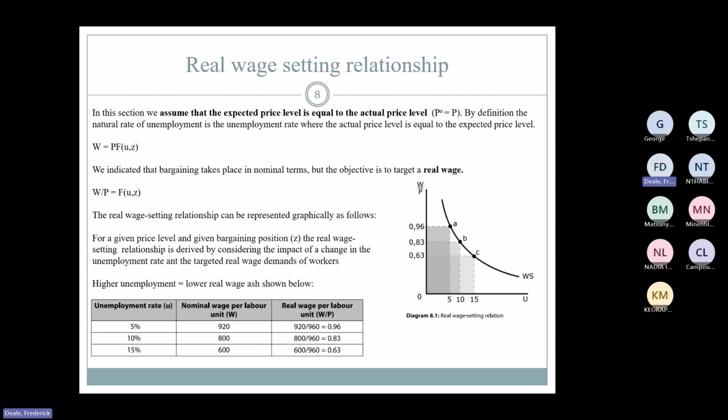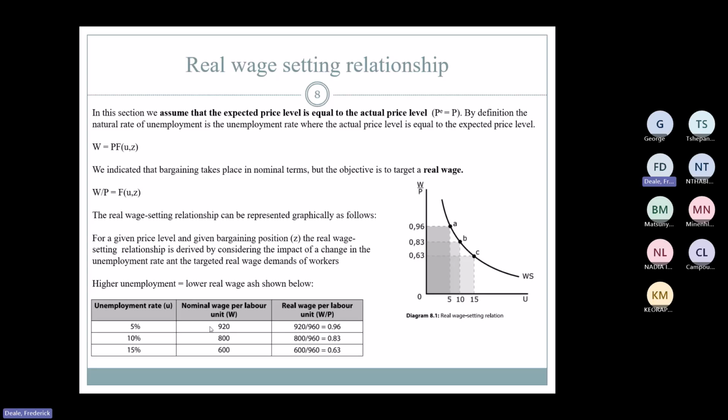So the real wage setting relationship can be represented as per the graph on the left. That's diagram 8.1 in your study guide. At various levels of unemployment, let's say at an unemployment level of 5%, we can draw a line up to where it intersects the WS curve, which is the wage setting curve, and that gives us a certain real wage, 0.9 real wage. Now you'll see in the table below how they are calculated.